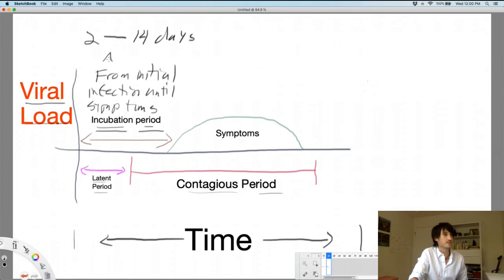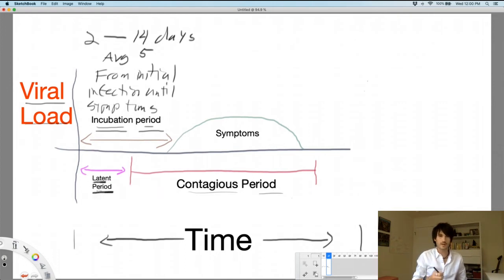But on average, the average person will take 5 days from the time that they catch the virus from somebody else until they start to show symptoms. So the incubation period on this can vary. But that's not what's important. What's really important is this latent period.